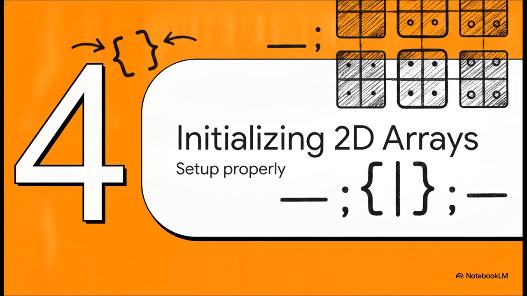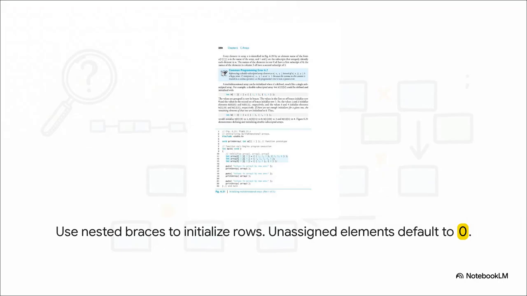Next up, section 4, initializing 2D arrays properly. When you're setting these arrays up, you group the values by row inside nested braces. Take a look at the first example. The first set of inner braces handles row 0 with 1, 2, 3, and the second set handles row 1 with 4, 5, 6. And here's a super helpful tip for your assignments. If you don't provide enough initializers for a row, C will just automatically default those unassigned elements to 0. It's a nice little built-in safety net.